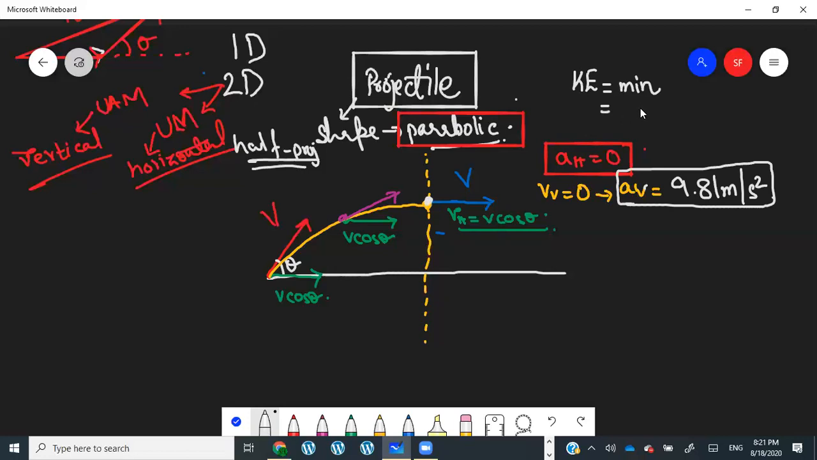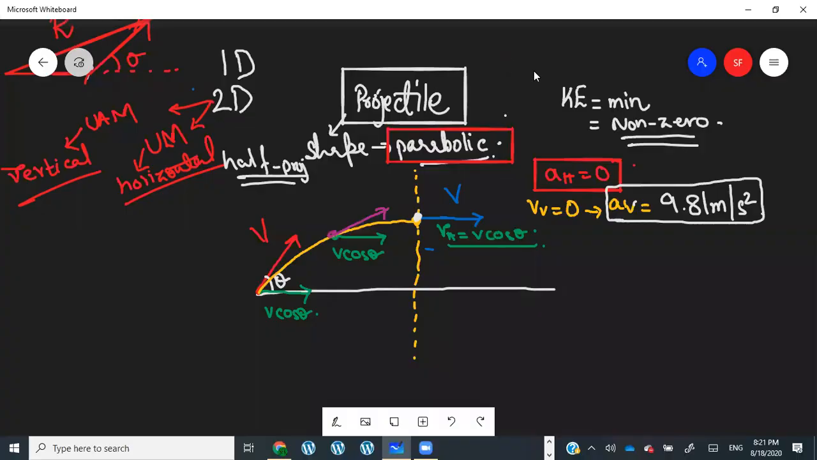Is it zero or non-zero? Non-zero, because the horizontal component of velocity is still not zero. Although the vertical component is zero, the horizontal component of velocity is still there. That's why it's non-zero, okay? This is a common exam question.